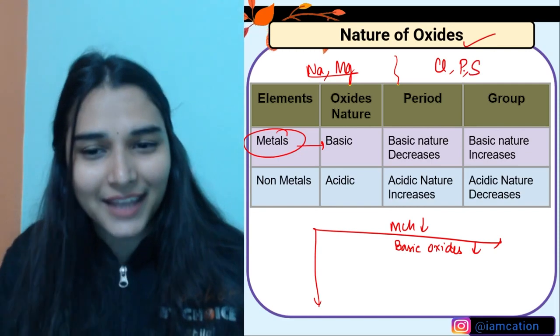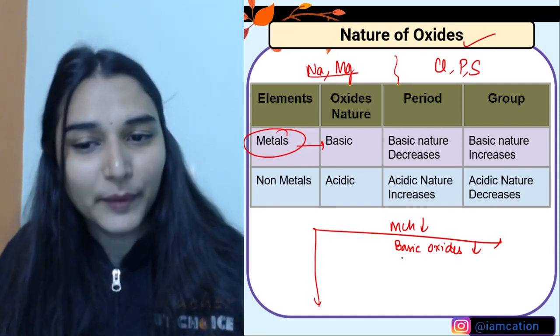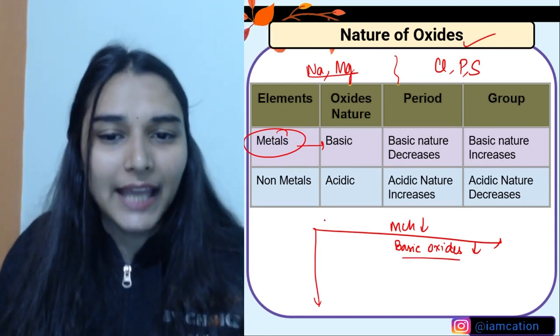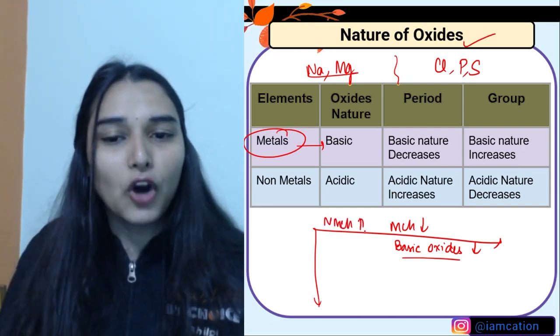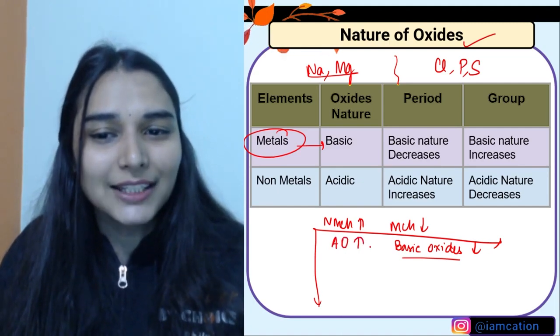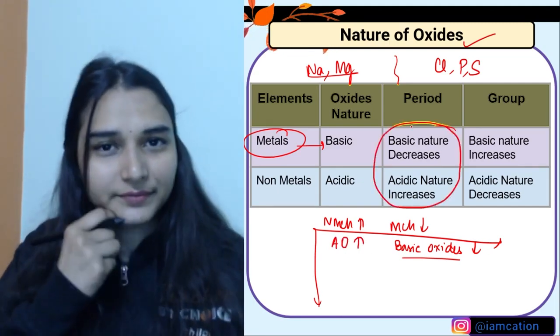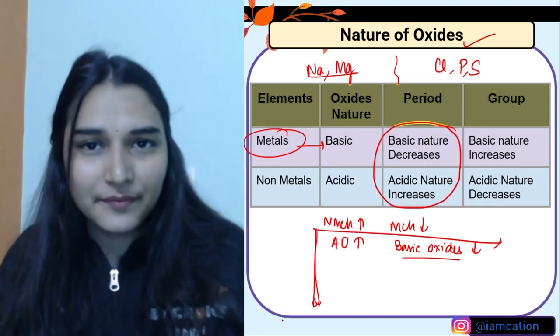in nature. So metallic character decreases left to right, metals make basic oxides, so that tendency also decreases. And non-metallic character increases left to right and non-metals make acidic oxides, so the tendency to make acidic oxides increases. That is the period trend. And down the group, the nature of oxides remains the same.